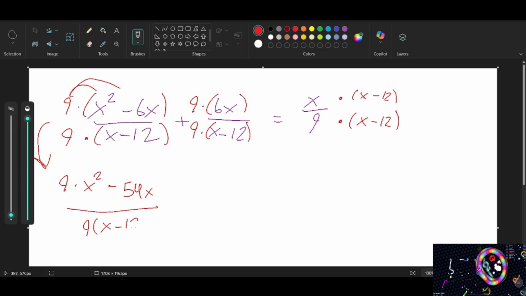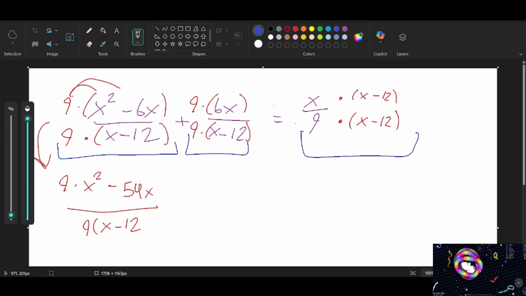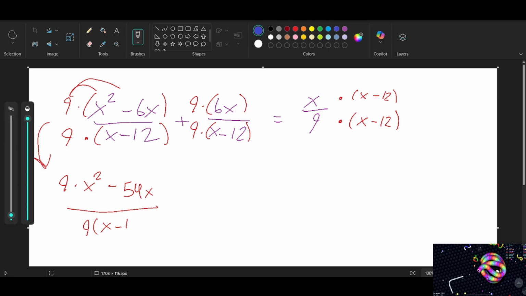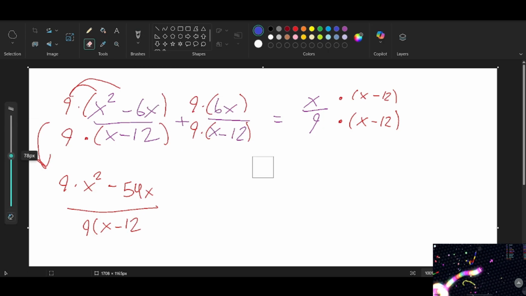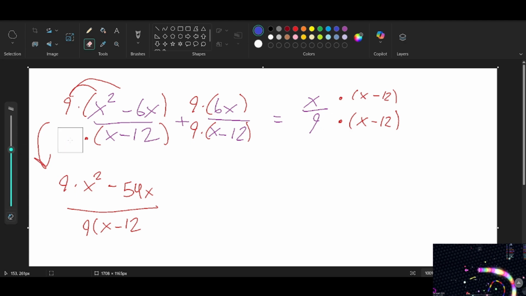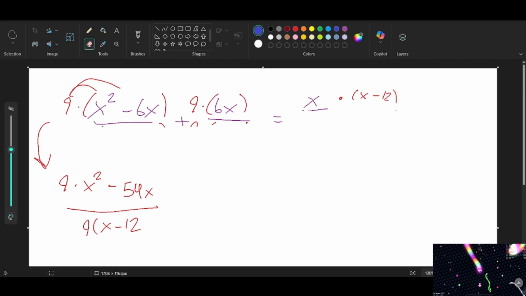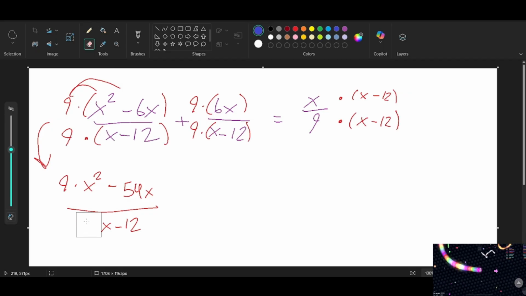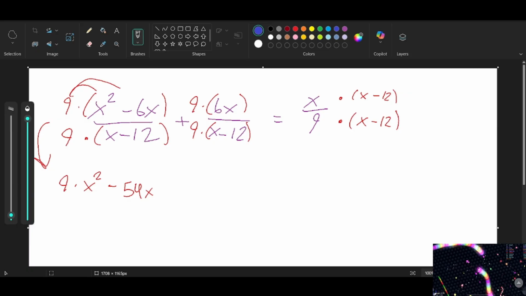But if you guys remember, we see that we have the same denominator in everything, right? I have 9 times x minus 12, 9 times x minus 12, 9 times x minus 12. Once I have the same denominator in all of my fractions, well, that's big. Once I have the same denominator, I can just get rid of it. I will just take the numerator and focus on that, because the denominator is the same for all the functions.